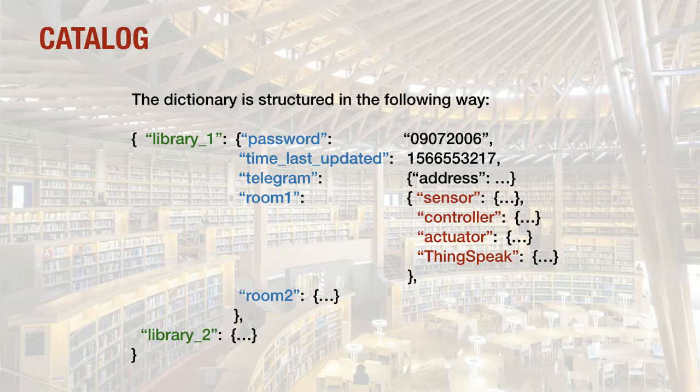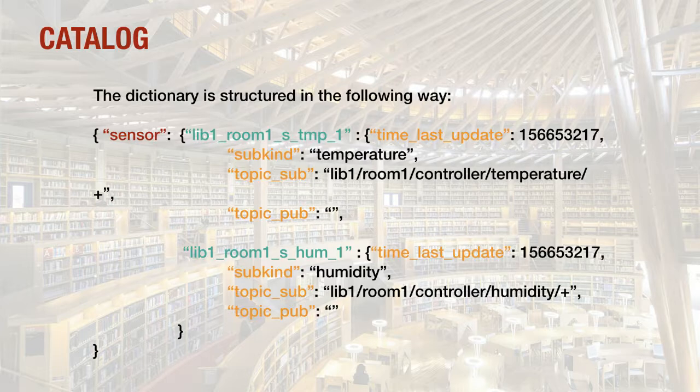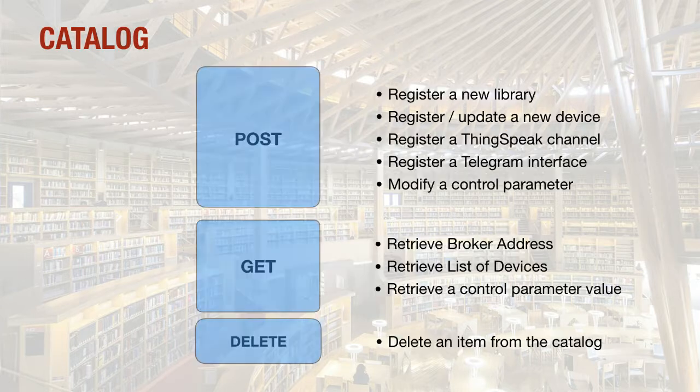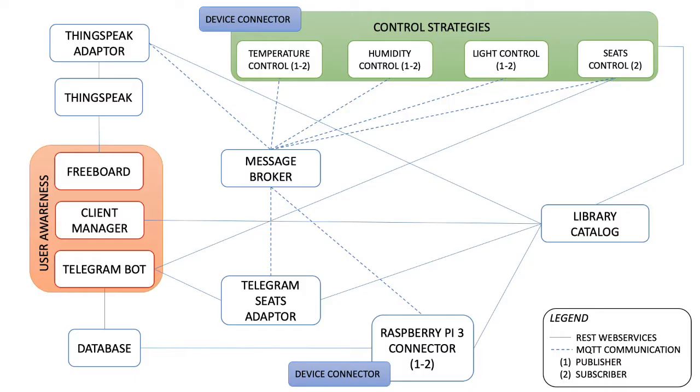All the information concerning the environment of libraries, that is, temperature, humidity, lights, seats, is contained in the library catalog, a CherryPy web server which provides REST functions to perform all operations needed, both for the registration and management of the libraries and of the devices. Once a library is registered, 3 different classes of devices must be registered as well. They are sensors, controllers, and actuators.